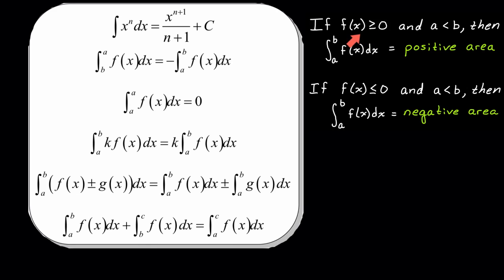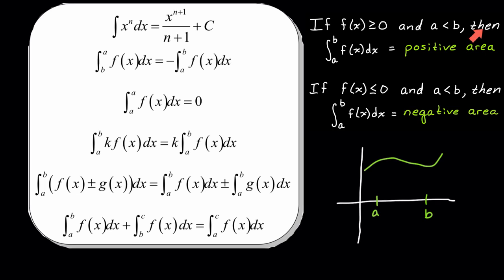If a function is greater than or equal to 0, which means you've got a graph that is above the x-axis, so let's say we've got this green function here between a and b. So a is going to be less than b.